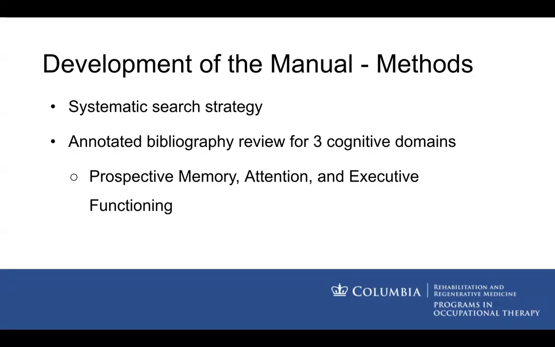So for the development of the manual, we used a systematic search strategy to find the best evidence-based resources to inform best practices. Based on the literature, we kept seeing memory, specifically prospective memory, come up, attention, as well as executive functioning as key areas affected after an acquired brain injury. And as stated prior, an annotated bibliography review was completed for each of the three cognitive domains to guide our methods and inform the creation and organization of the manual.